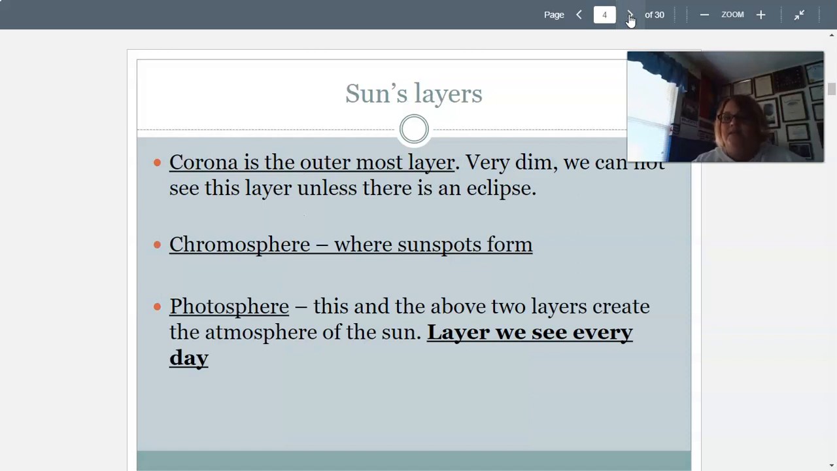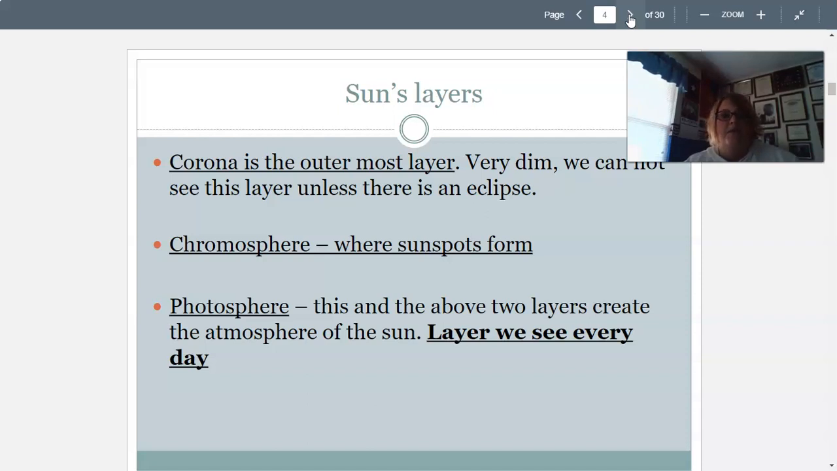Now, when you think of the sun's layers, I want you to think of the outer layer. That's the corona, okay? So the corona is the outermost layer of the sun. It's very dim. We can only see this if there is an eclipse going on, okay? So think back a year or so ago when the eclipse happened and you saw the dark circle, and then around it you had this smirkle of light. That's your corona. Okay? The chromosphere is next, and that's where the sunspots form.